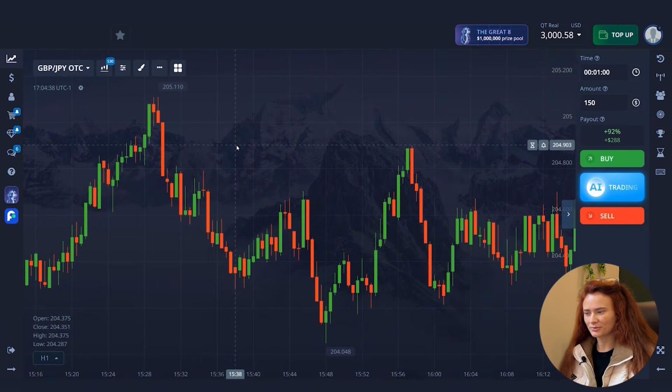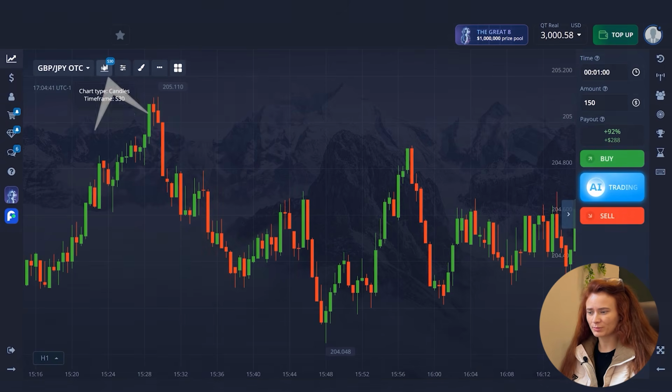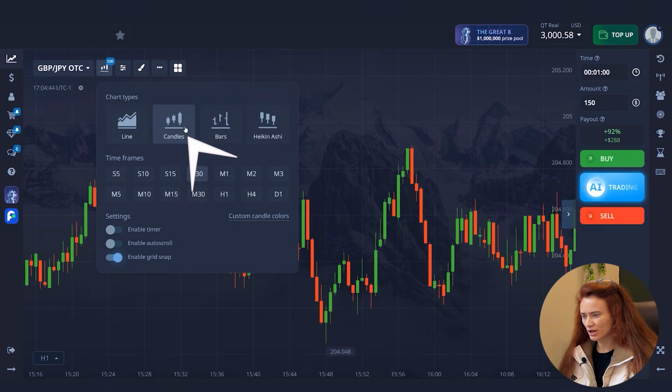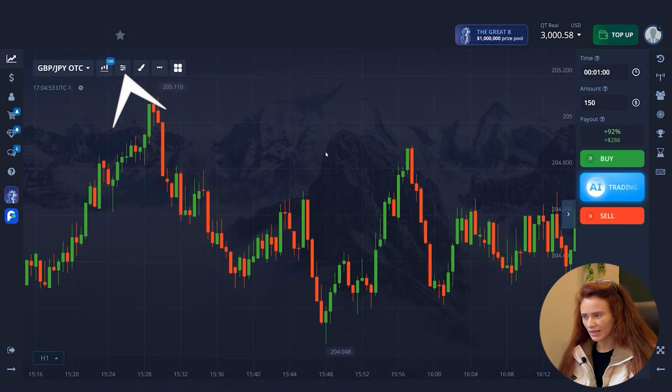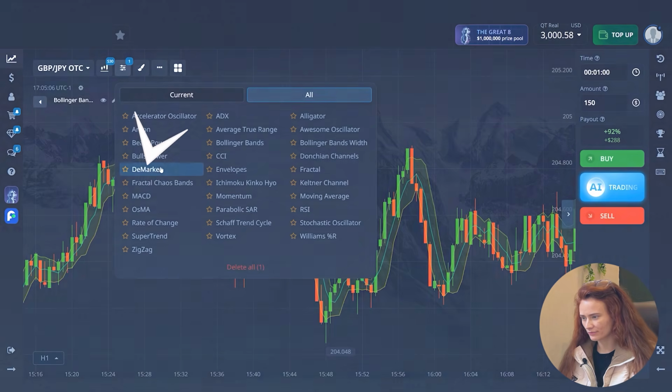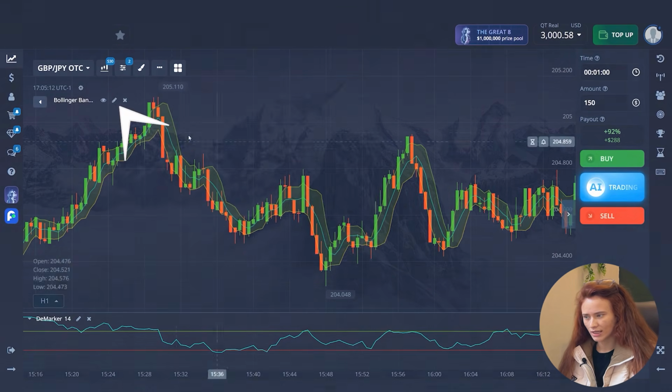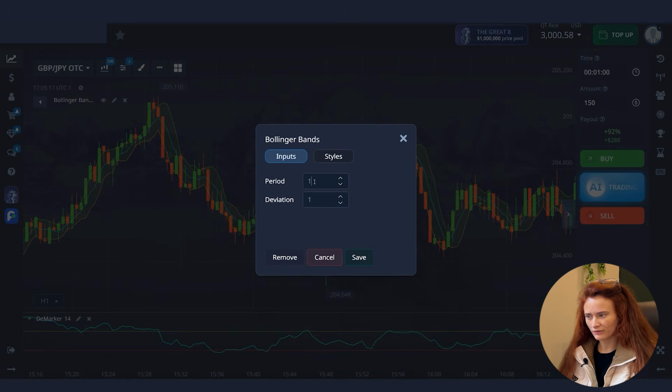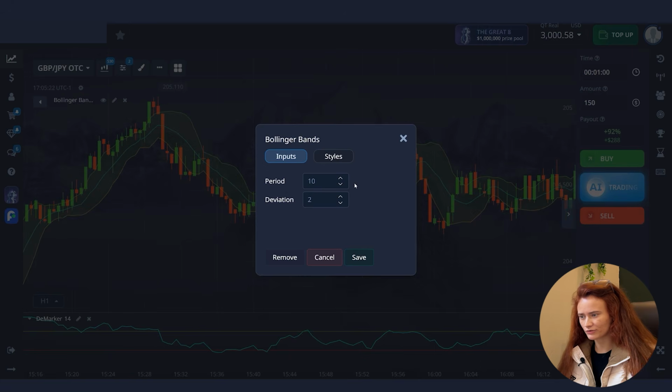It will be curious. Before we start working, you need to set up your account correctly. Watch carefully and just repeat after me. I will use the chart type candle. Time frame will be reduced to 30 seconds. In the list of indicators, we will choose Bollinger Bands and D-marker. The indicator Bollinger Bands will have a period of 10, deviation of 2.